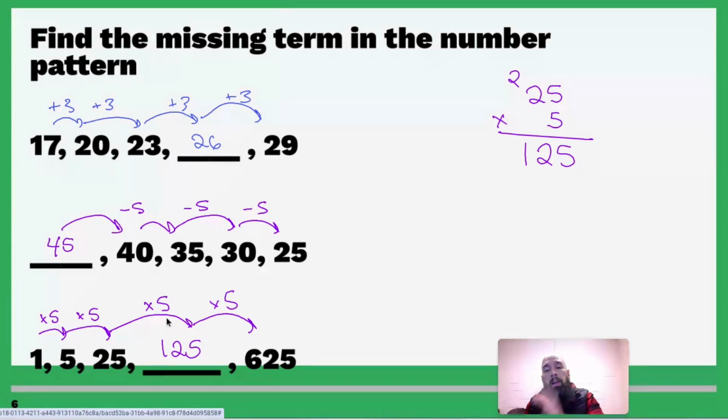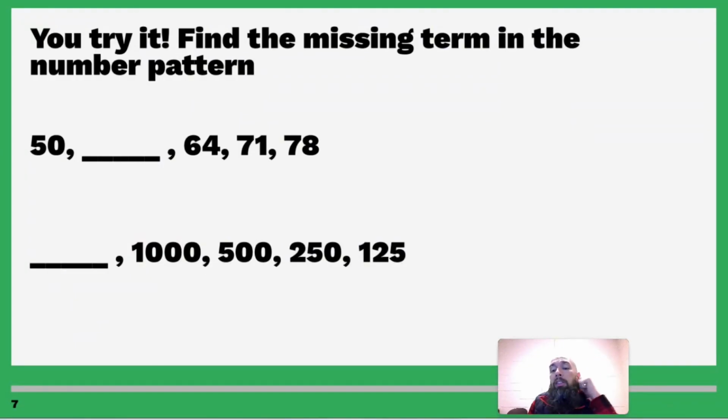You can go off to the side and try it on your own, but you know what? I don't want you to try that. I want you to try these. These are going to be the last two that we're going to do today. So pause the screen, you do it, we'll come back and check our answers and see if you did it right. Welcome back. So 50 goes to blank, which goes to 64 to 71 to 78.